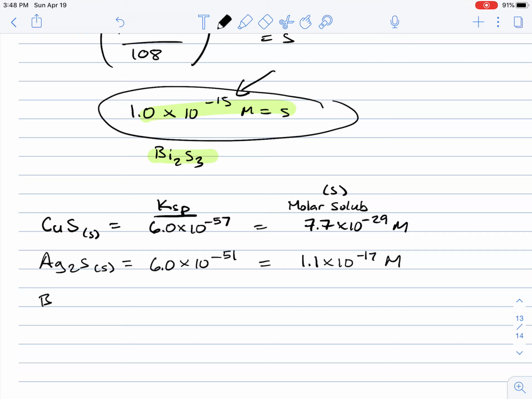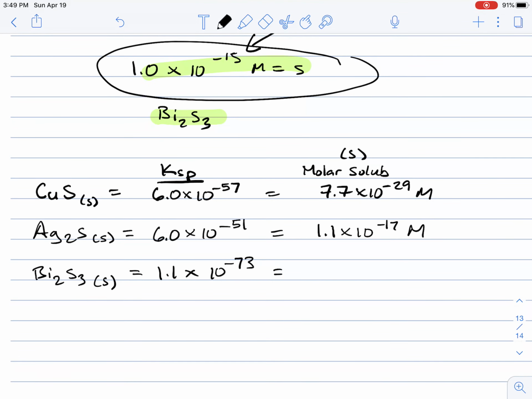And last but not least, we have Bi2S3. And the KSP was the smallest of the group, with an exponent of times 10 to the negative 73. Man, that's really small. And so this is really telling you that the equilibrium lies really far to the left, lies on the reactant side. And so here we have 1.0 times 10 to the negative 15 molar.